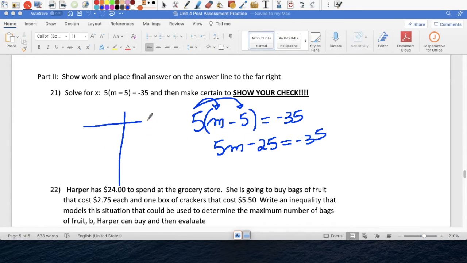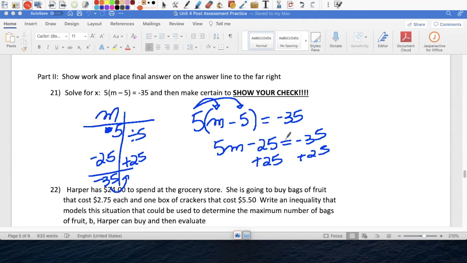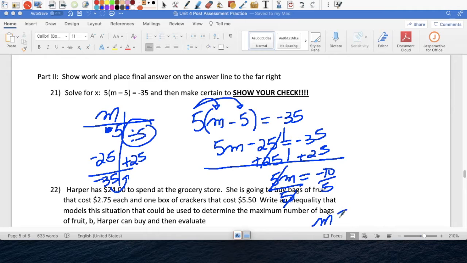Now we can make a little story, right? Here's m being multiplied by 5, and then minus 25, multiplication, sorry. That gives you negative 35. Going backwards, we're going to do plus 25, and then divide by 5. Plus 25, plus 25, sorry, left and right. That goes away, and I'm left with 5m equals negative 10. Now we divide by 5. Divide by 5. These two simplify to 1. And m equals negative 2.